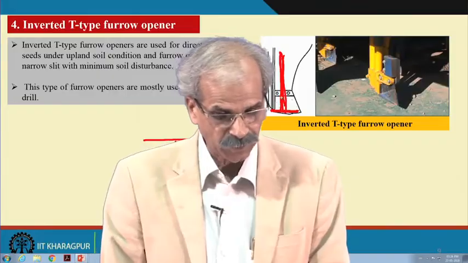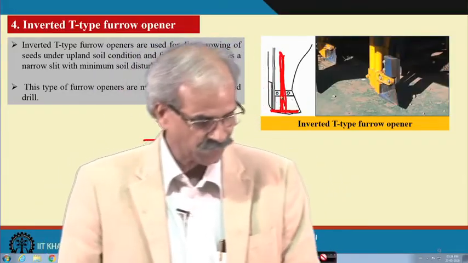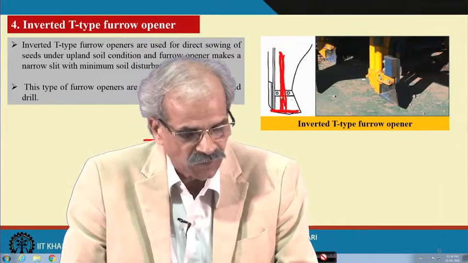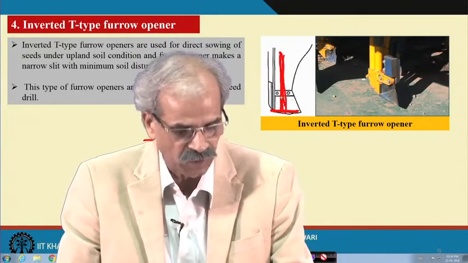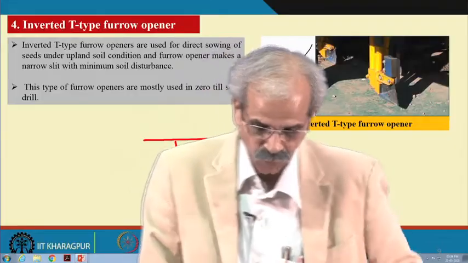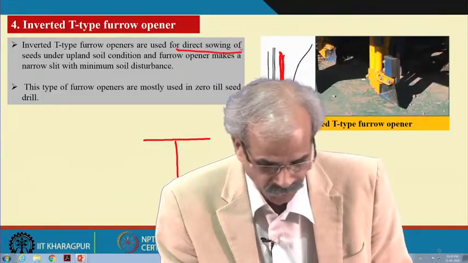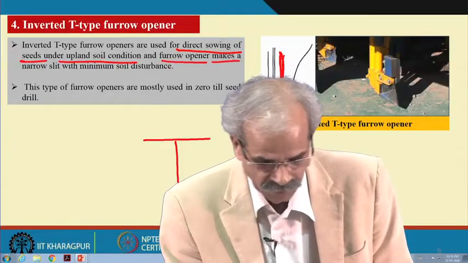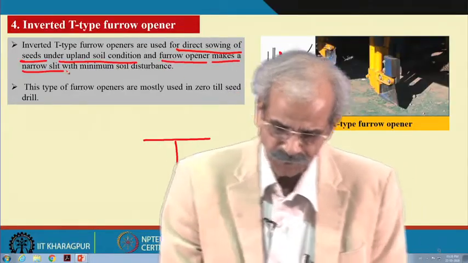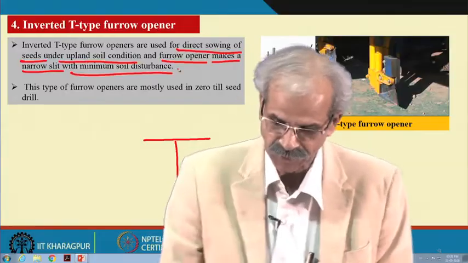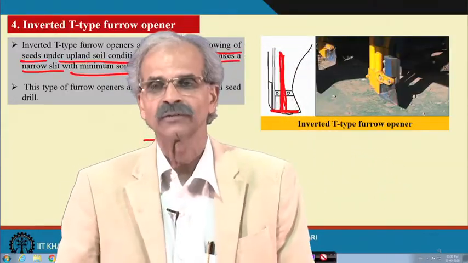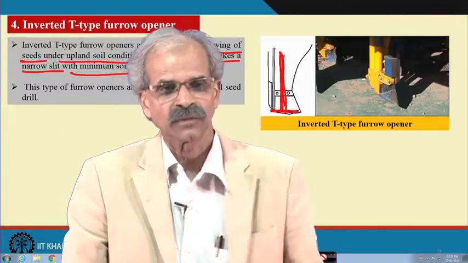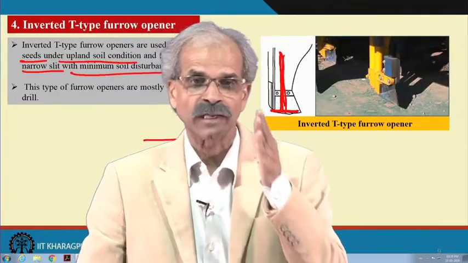Direct sowing of seeds under upland conditions. Well, sometimes under dryland conditions, when we are talking of not much moisture content in those locations, these are good for direct sowing of seeds under upland conditions. This furrow opener makes a narrow slit with minimum soil disturbance. It is similar to the shoe type of furrow opener, where it makes a narrow cut in trashy soil conditions.